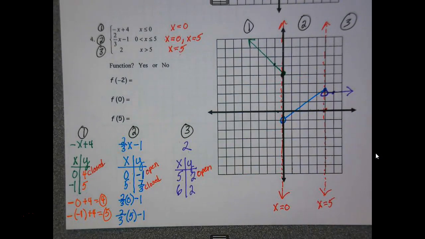There's my piecewise function graph for this piecewise function. Any questions? I know it's a lot of work, it's a lot of detailed work, but if you're careful, and follow what you're doing here, the steps, it's not that hard.